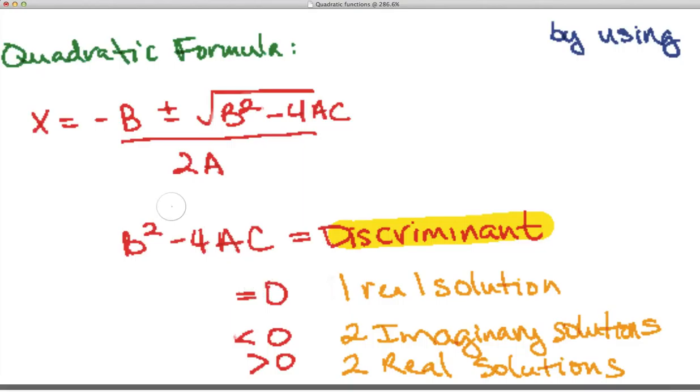If it's equal to 0, then all you have left is the minus b over 2a. And that's just one real solution. But if it's greater than 0, it's 2 real solutions, and less than 0, it's 2 imaginary solutions. If you remember, the square root of a negative number gives you an imaginary solution with complex numbers, i's.